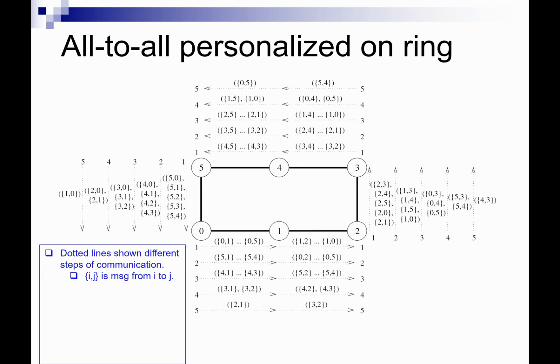Okay, so if you look at these dotted arrows, which are marked by the 1, these are the messages that you send in the first step. Okay, so in fact 0 is going to send 5 messages in the first step. Okay, 1 is also going to send 5 messages in the first step. Okay, so every process is going to send to the next process in the first step of the algorithm, and it's going to send p minus 1 messages.